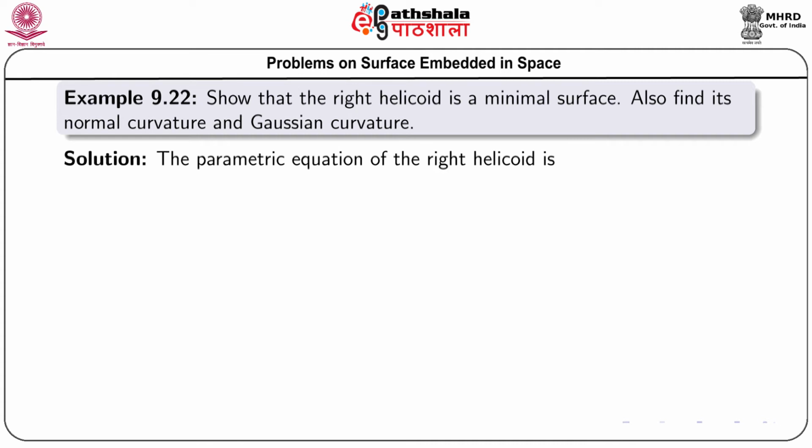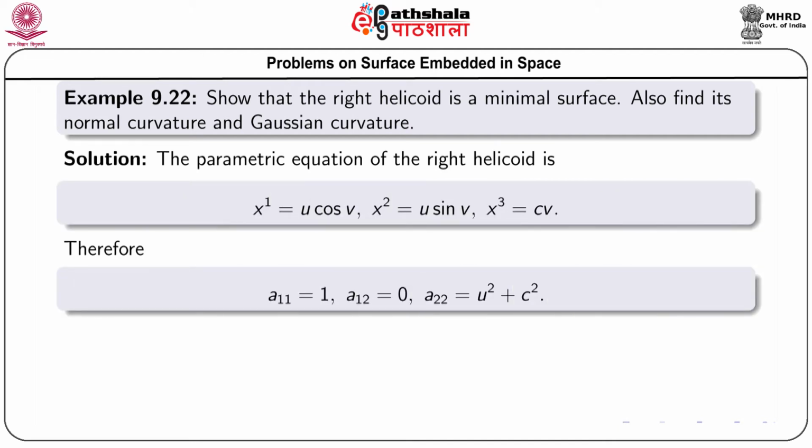The parametric equation for the right helicoid is x1 = u cos v, x2 = u sin v, x3 = c v, where c is a constant. Therefore, a11 equals 1, a12 equals 0, and a22 equals u square plus c square. We can easily find these coefficients of the first fundamental form, that is a11, a12 and a22.